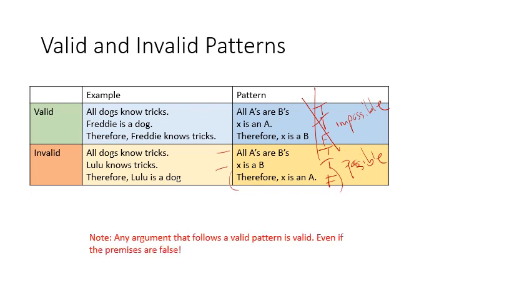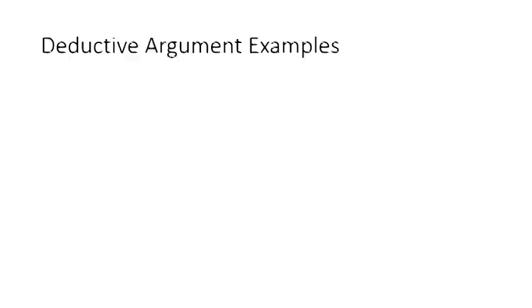Okay, so again, just remember that any argument that follows a valid pattern is still valid, even if the premises turn out to be false. So if Freddy isn't a dog, right, or if it's not the case that all dogs know tricks, that just means that the premises are false. It doesn't change the pattern of the argument. So the pattern is still valid, even if the premises are false.